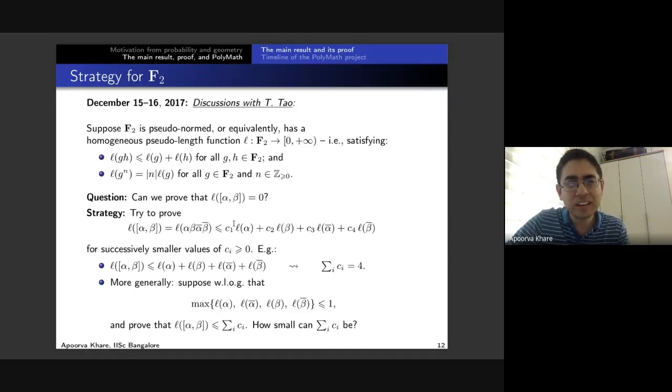More generally, I can remove this effect of the lengths of alpha, beta, and so on. Let me take the maximum of them to be less than or equal to 1. How? I can just divide this length function by the max of these and make sure that the max is less than or equal to 1. So then I just need to ask whether this is bounded above by c1 plus c2 plus c3 plus c4, because all of these are less than 1. How small can the summation be? As we saw, one example is that the summation is equal to 4. Can I keep going down to 0?